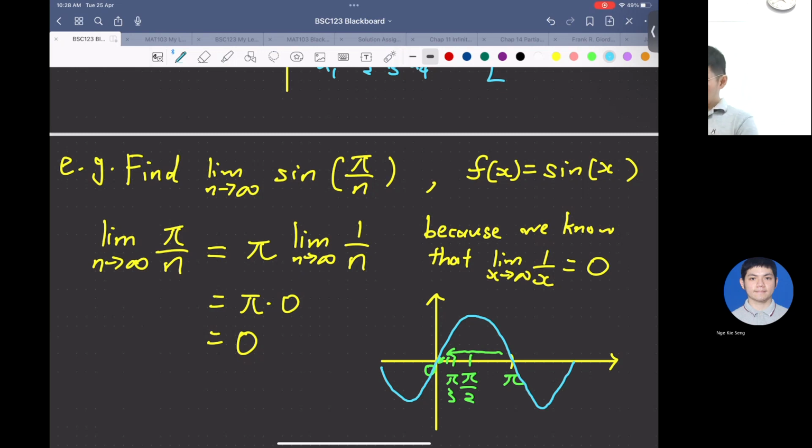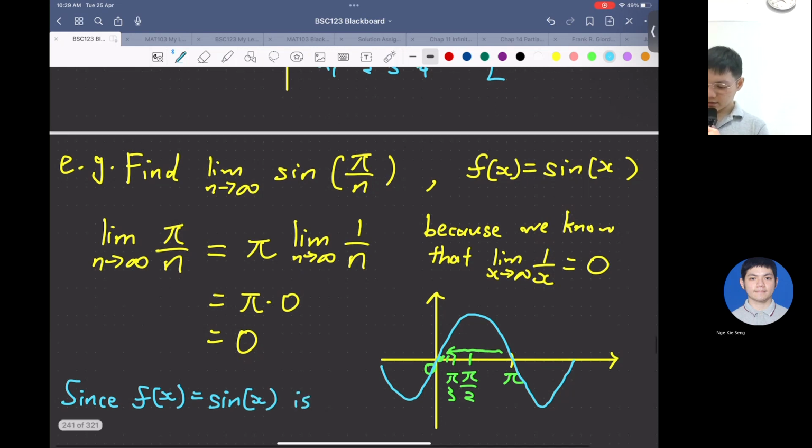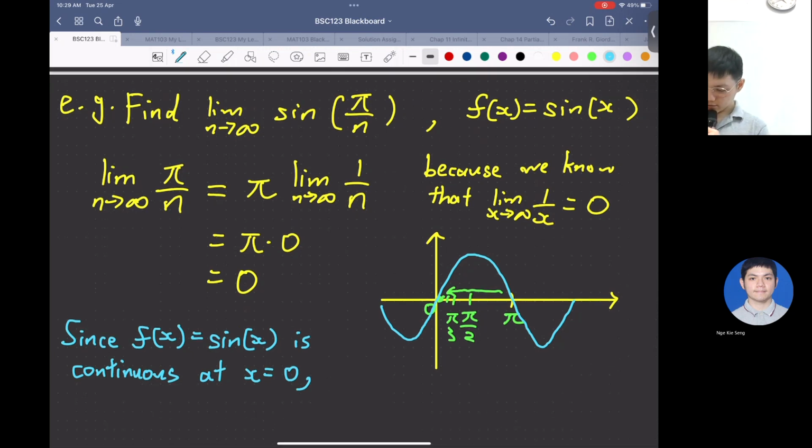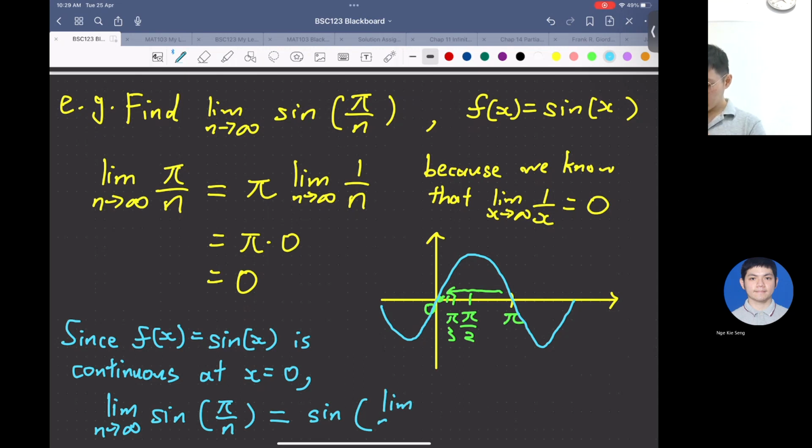Right? Okay, so you can see that sine x is continuous at 0. So just now we said that we can use this continuity to find our limit. Since f(x) equal to sine x is continuous at where? At pi over n or at 0? At 0, right? We only care about the limit point. Since it is continuous at 0, the limit of sine of pi over n is equal to sine of the limit of pi over n as n goes to infinity.